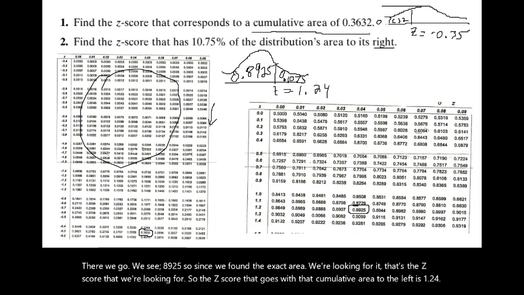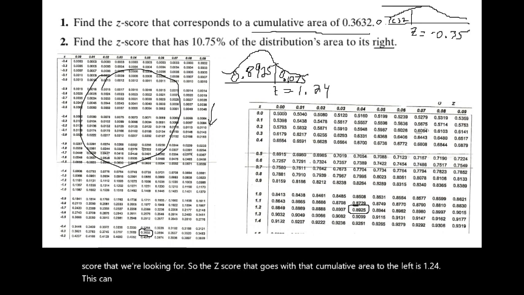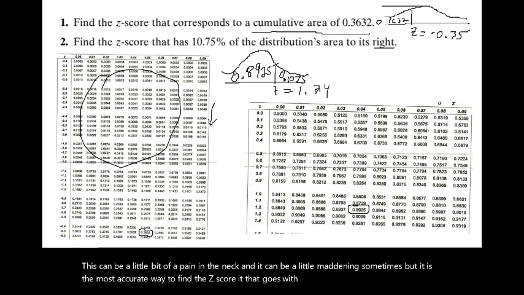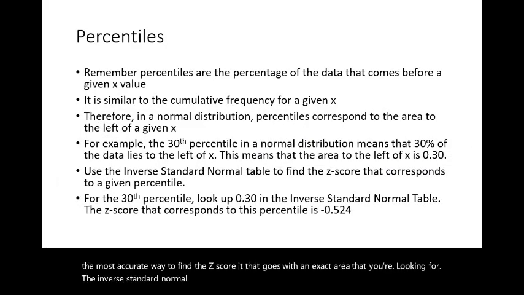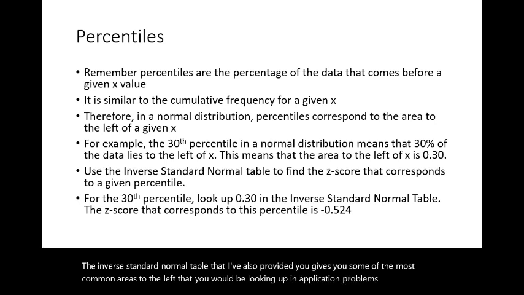Now, this can be a little bit of a pain in the neck, and it can be a little maddening sometimes, but it is the most accurate way to find the z-score that goes with an exact area that you're looking for. The inverse standard normal table that I've also provided you gives you some of the most common areas to the left that you would be looking up in application problems and the z-scores that go with them.